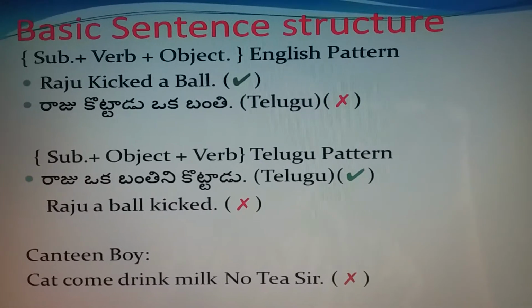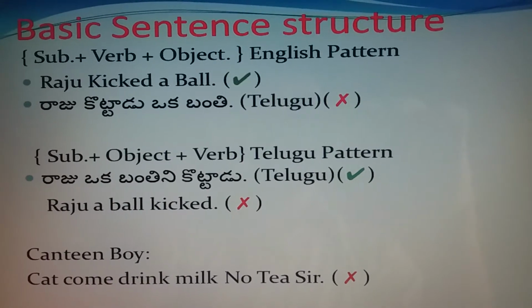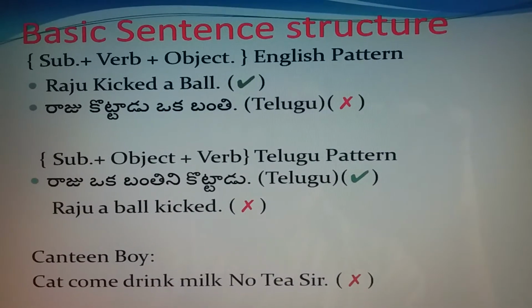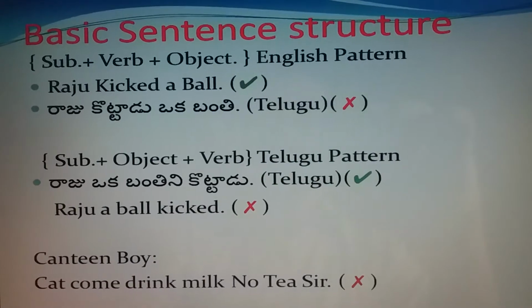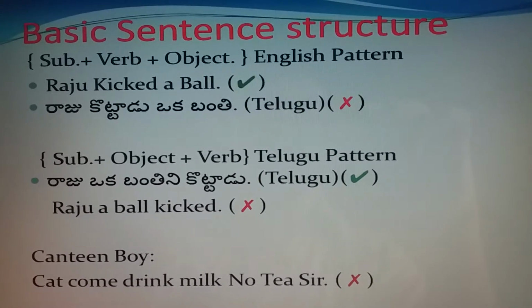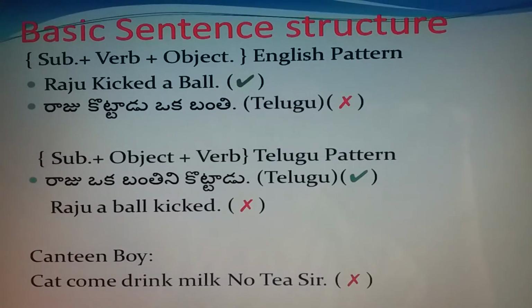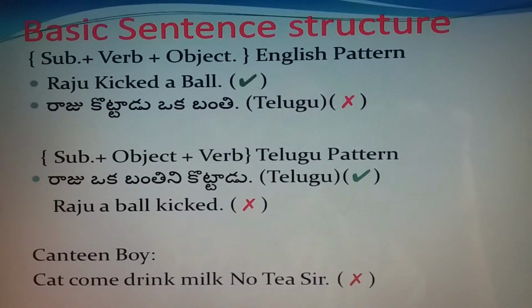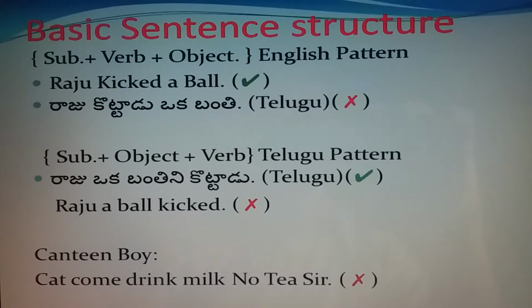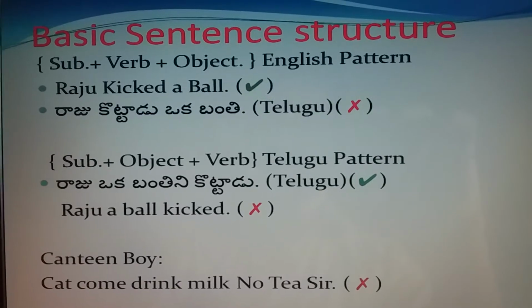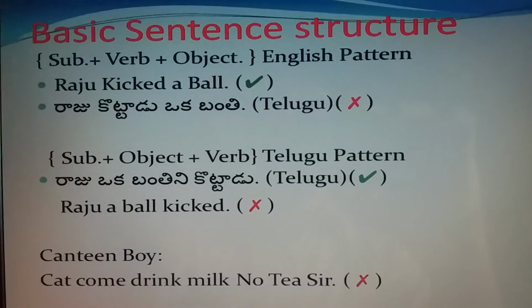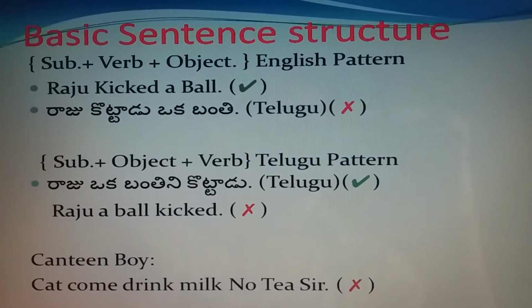So there is only a slight variation in the sentence structure. Subject, verb and object is the English pattern, whereas in the Telugu pattern, it is subject, object and verb. So this is the exact difference you need to identify. In English, the verb is in the middle, whereas in the Telugu structure, the verb is at the end. That means the object is in the middle of the sentence.